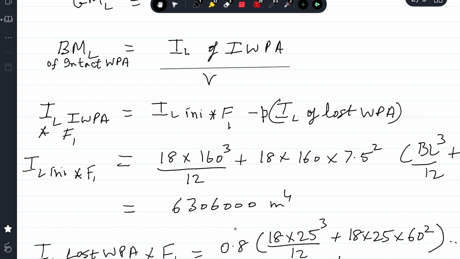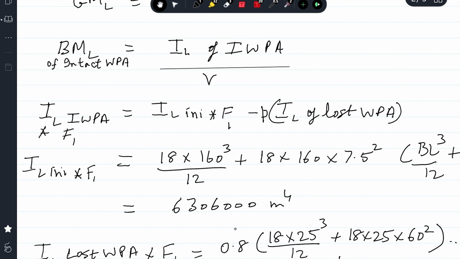So moment of inertia of the initial water plane area means total water plane area, but about F1, because we need moment of inertia about the new center of rotation, which is F1. So all moment of inertia I have to recalculate about F1 and then minus the moment of inertia of the lost water plane area. That will give me IL of the intact water plane area.